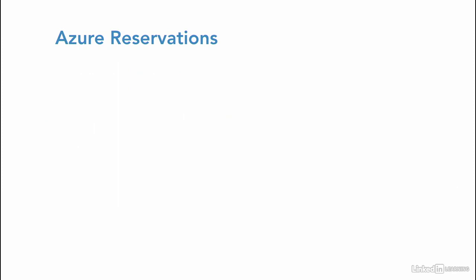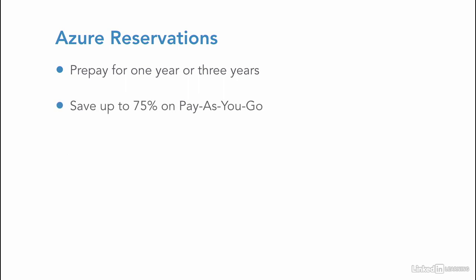And our last cost-saving measure is to use Azure reservations. When we use an Azure reservation, we can prepay for 1 or 3 years of service on certain Azure resources, such as virtual machines or SQL database compute. By using a reservation, we can save up to 75% on the pay-as-you-go subscription.